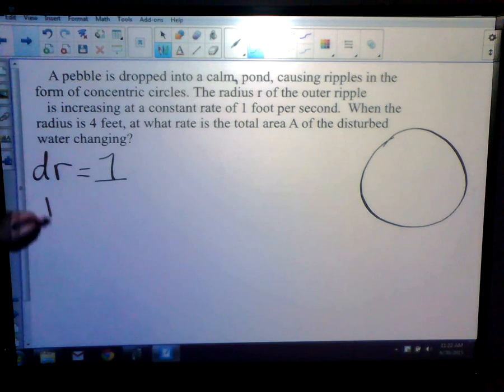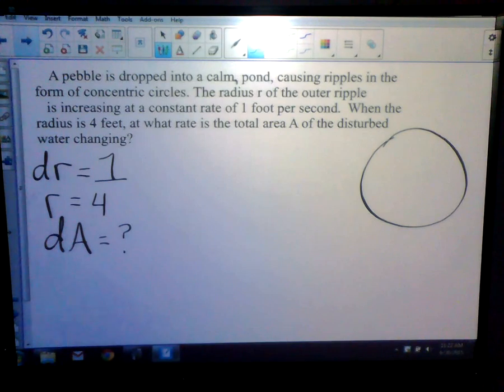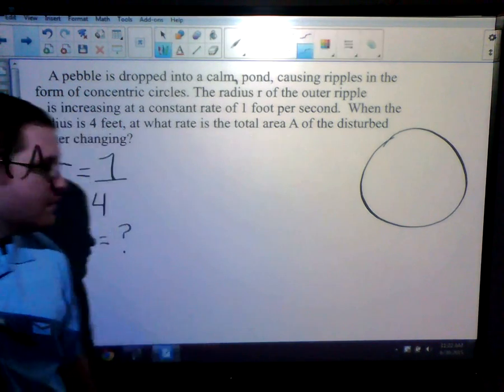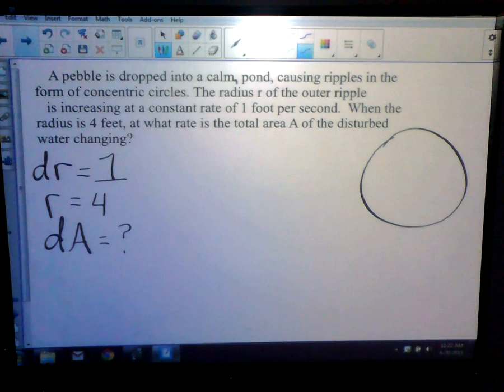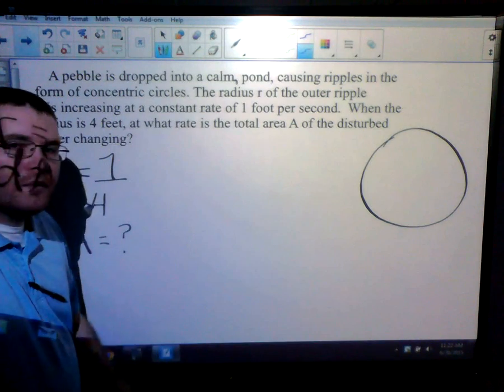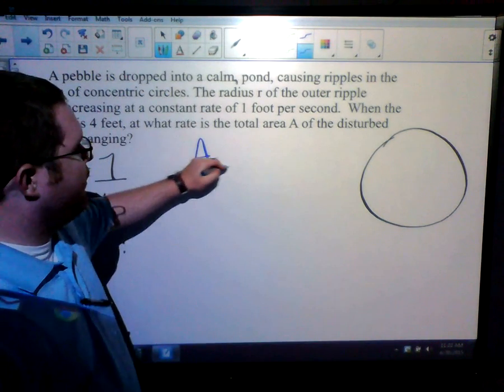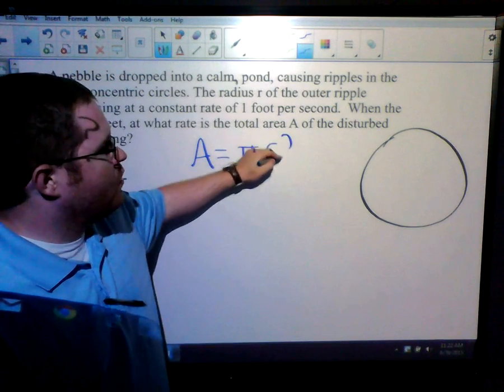When the radius is 4 feet, what rate is the area changing? So I want to talk about how fast the area is changing. So I wrote down everything I know and what I want to find. This time it doesn't give you an equation. But I need to know an equation that talks about area and radius of a circle. What formula talks about area and radius of a circle? Area of a circle is pi r squared.